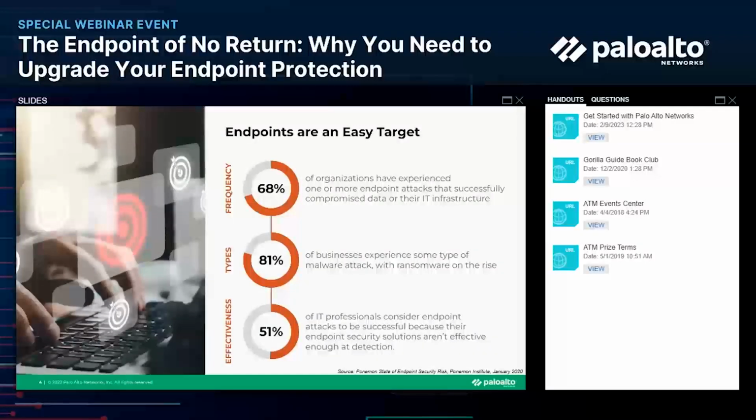Endpoints have always been and continue to be an easy target for attackers because they are the main entry point for access to systems and applications. And because the number of endpoint devices and access points continues to grow, this increases the likelihood that some endpoints are overlooked or unmanaged. Recent studies have found stats to support this. So when we are looking at attack frequency and impact, 68% of organizations have reported that one or more endpoint attacks have successfully compromised data or their IT infrastructure. And the majority of these attacks, 81%, are malware attacks with ransomware continuing to rise as lucrative payouts become a reality. And focusing on the effectiveness of endpoint security solutions, more than half of IT professionals consider endpoint attacks to be successful because their endpoint security solutions aren't effective enough at detecting attacks.